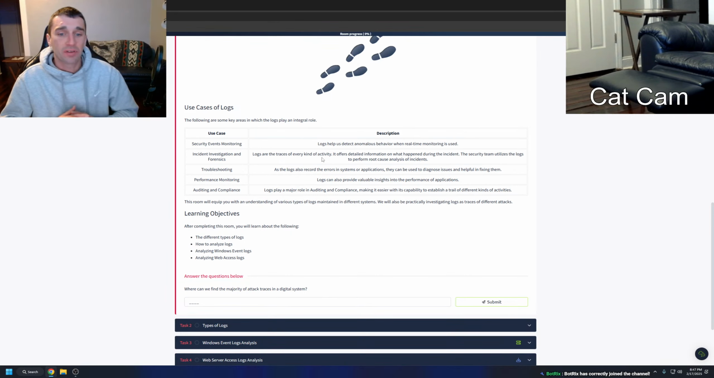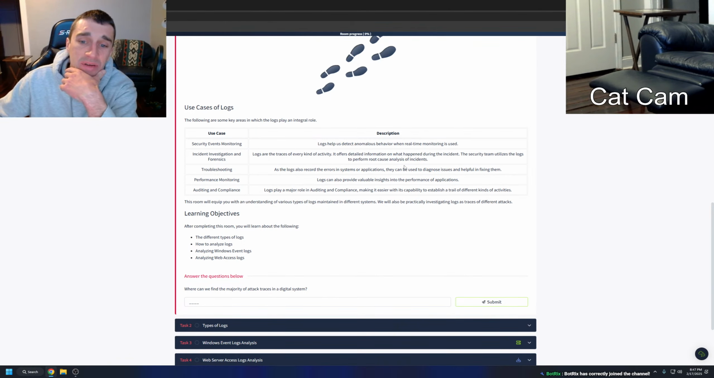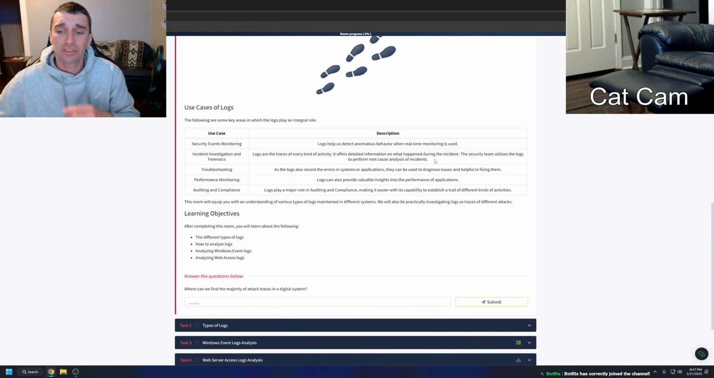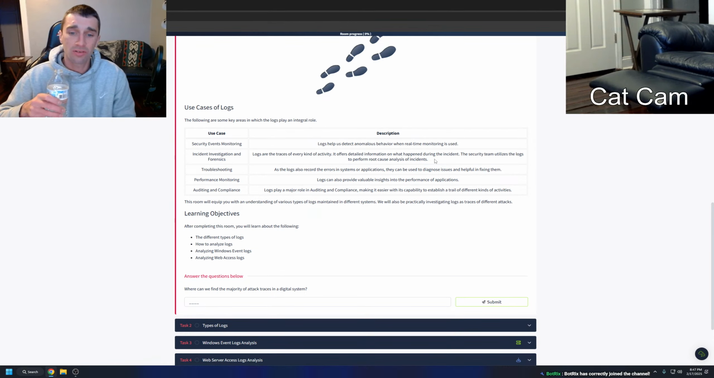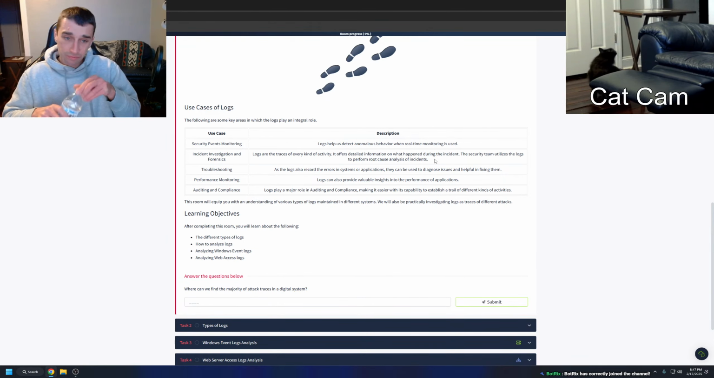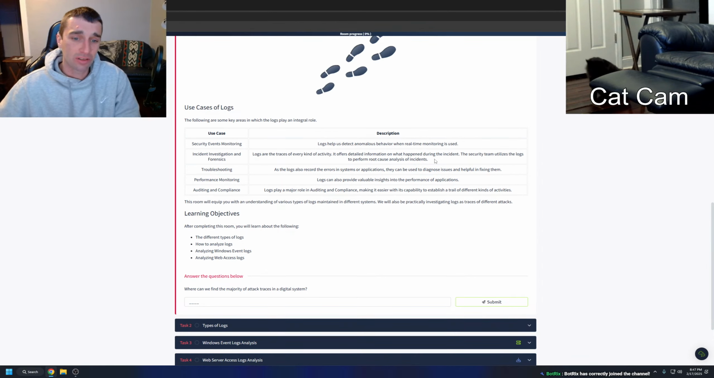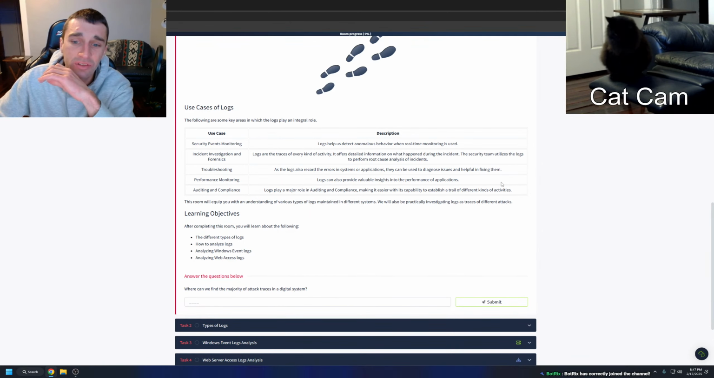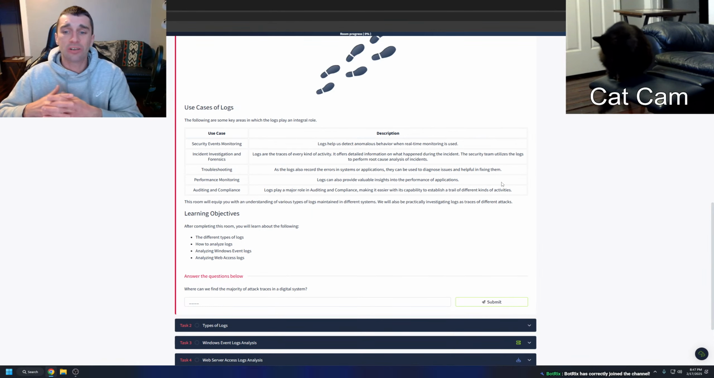Logs are the traces of every kind of activity. It offers detailed information on what happened during the incident. The security team utilizes the logs to perform root cause analysis of incidents. Troubleshooting, as the logs also record the errors in systems or applications. They can be used to diagnose issues and helpful in fixing them.